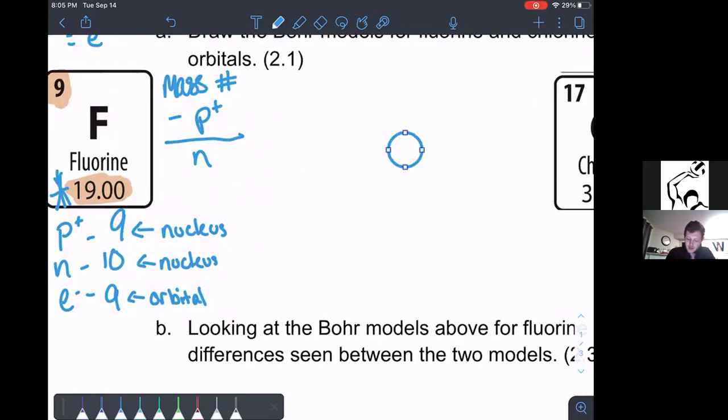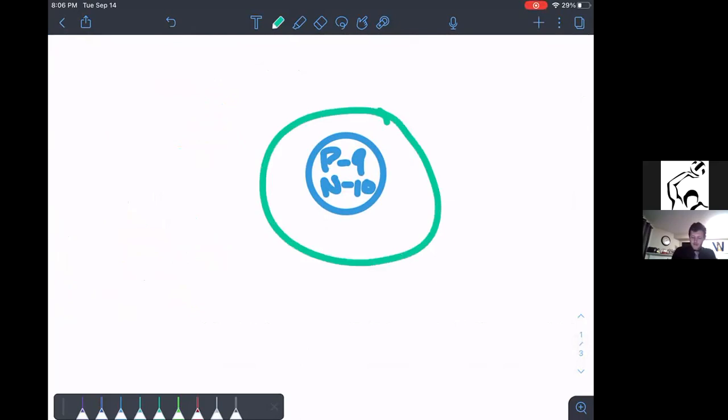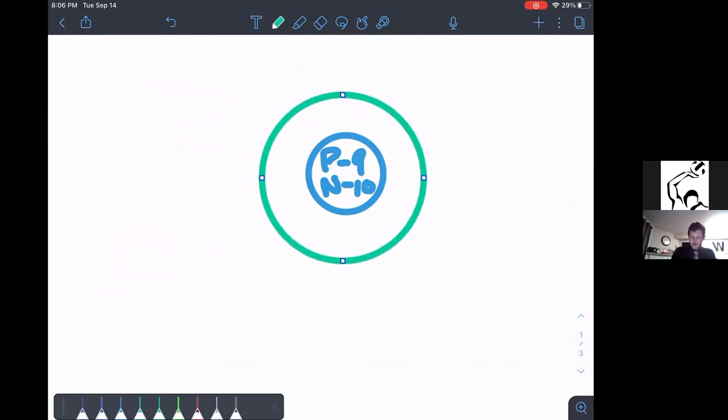So first we draw our lovely nucleus. Remember, the nucleus should be its own circle. We don't attach it to the rest of them. So writing it little tiny just so I can make room for everything else. But I have my neutrons and my protons in the center. I'm just going to change up slightly. And so now we're going to go with our first orbital around the nucleus.